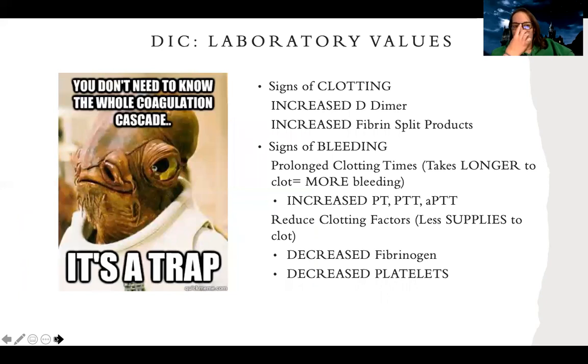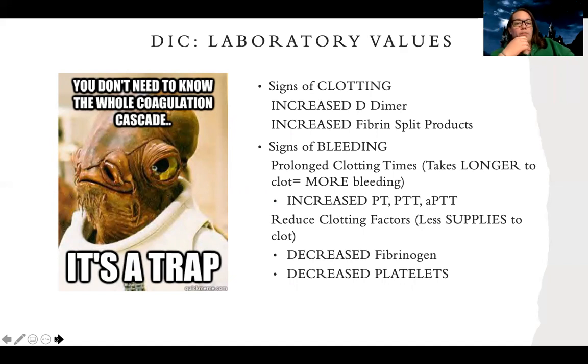One of the most important things with DIC is knowing what their labs are going to look like. Again, everything is about too much clotting and too much bleeding. First, we look for signs of clotting. They're going to have an increased D-dimer, which shows that they have a clot somewhere in their body. They're also going to have increased fibrin split products, which show up when you have clots in your body.